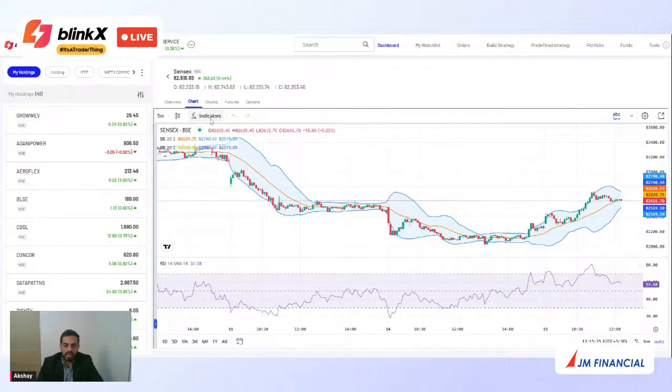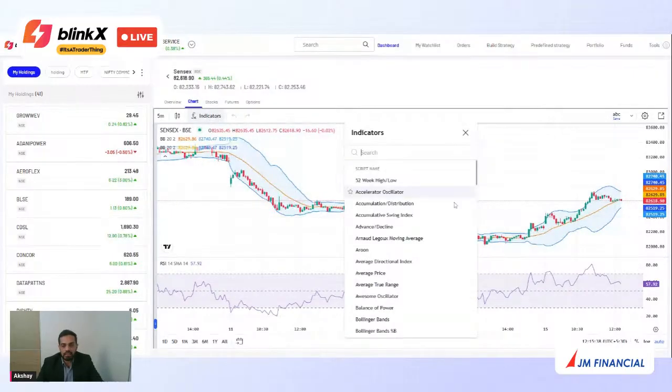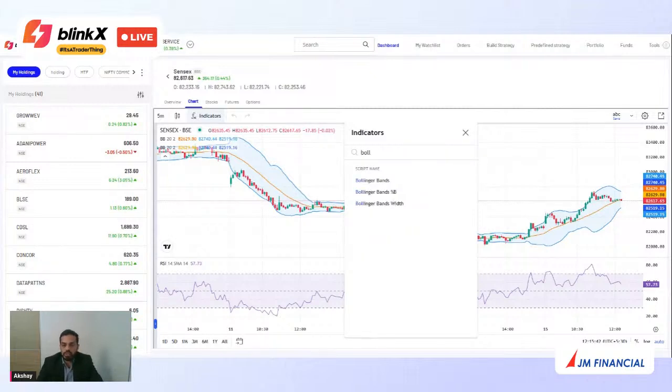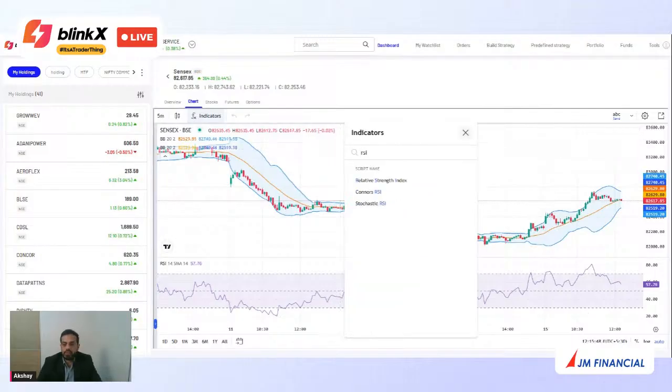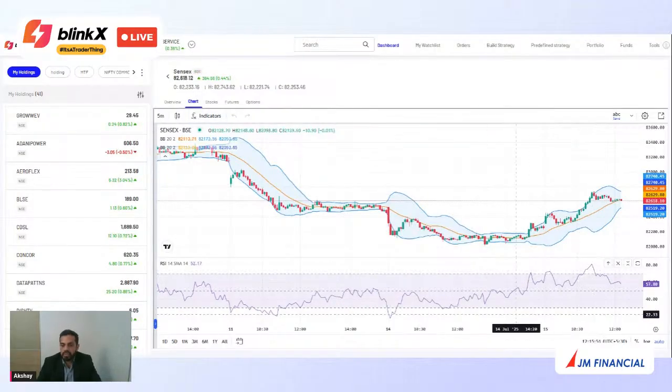If you were to add these indicators yourself, go to the indicator section, type Bollinger Bands here and select the first option. You will get the Bollinger Bands on your chart. Similarly, if you type RSI and select RSI, you will get the RSI module automatically on the chart.